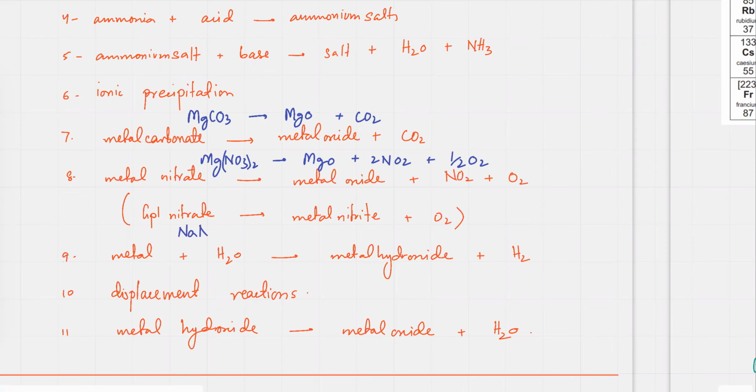So for example, you've got sodium nitrate, it would decompose to form sodium nitrite plus oxygen would be given off.